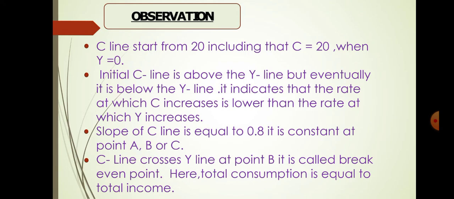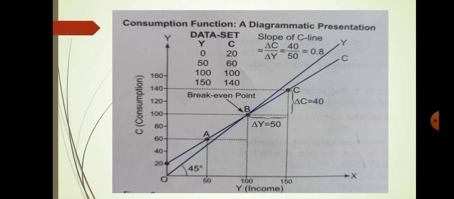After watching this diagram, we observe that the consumption line starts from 20, indicating that consumption is 20 when income is 0. Initially, the consumption line is above the income line, but eventually it is below the Y line. It indicates that the rate at which consumption increases is lower than the rate at which income increases. Slope of the consumption line is equal to 0.8. It is constant at each point of consumption function. The consumption line crosses the Y line at the point B. It is called the break-even point. Here we see in the diagram that B is the break-even point.